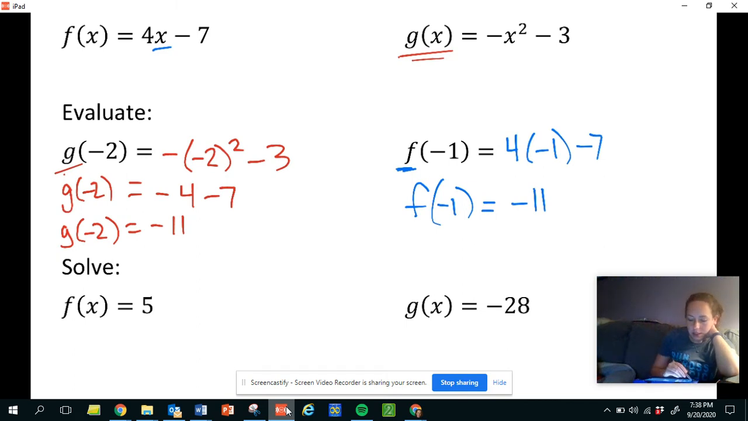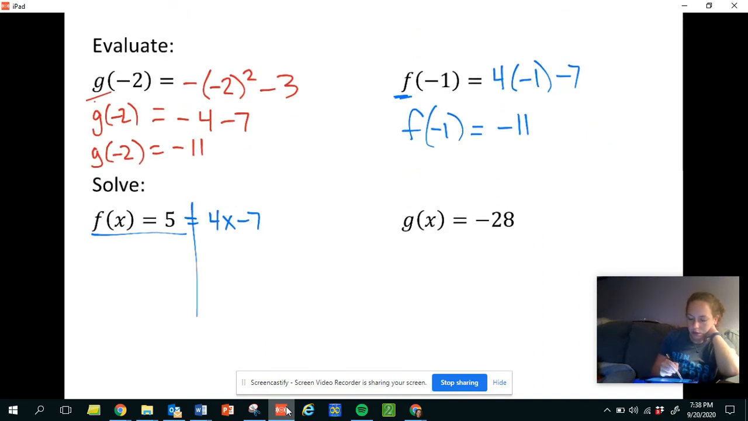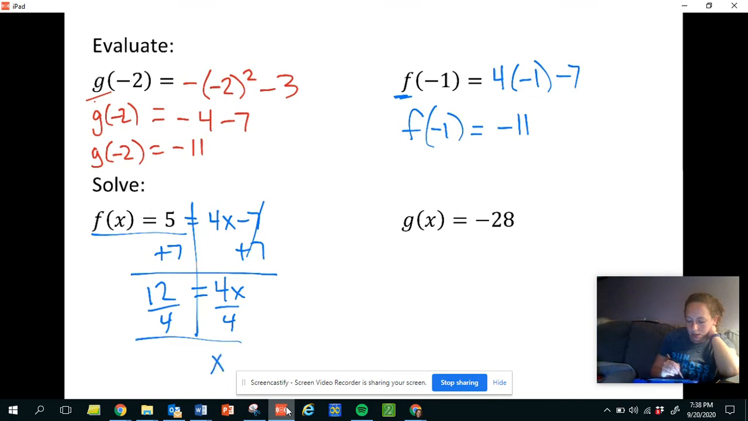Now, when they give you something like this, they're giving you the y value and they want you to solve for x. So I'm going to take 5 and set it equal to 4x minus 7. And then I have to see what that equals. To get rid of -7, I add 7 to both sides. That gives me 12 equals 4x, and then divide by 4. So x equals 3. What that means is if I had plugged in 3, I would have gotten out 5.